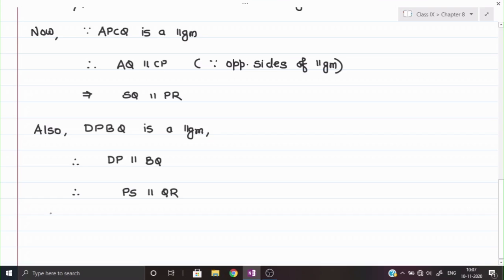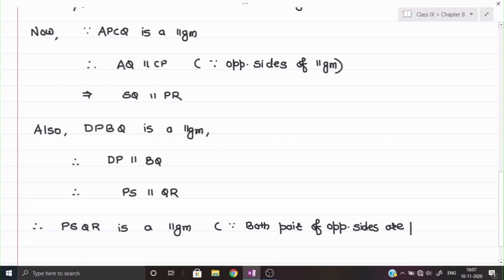So we can say that therefore PSQR is a parallelogram. If you want to write down the reason, you can say that since both pairs of opposite sides are parallel. Okay, so this completes the question. Now let us see the next example.